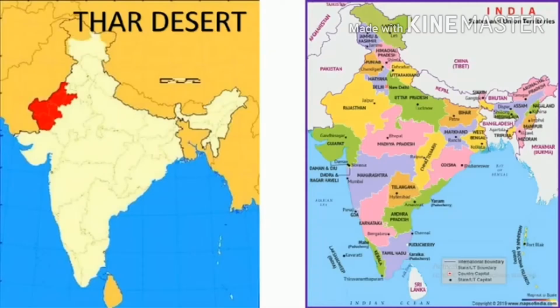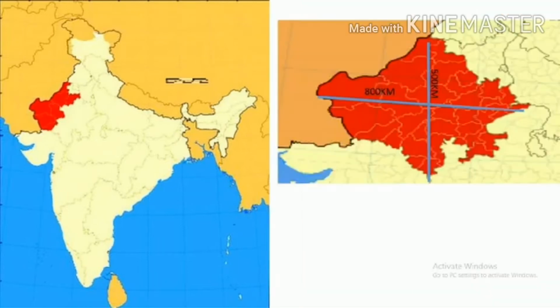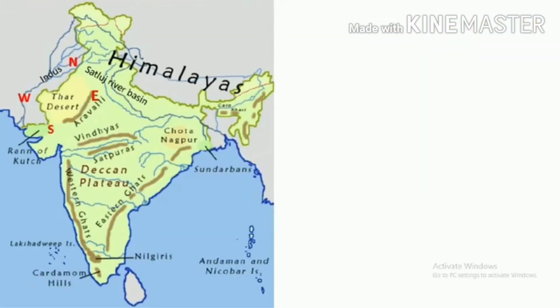As you can see by comparing both the maps here, the Thar Desert lies in the state of Rajasthan, covering the majority of the area of this state. It is 800 kilometers long and 500 kilometers wide. It is bounded by the Sutlej River basin to the northeast.